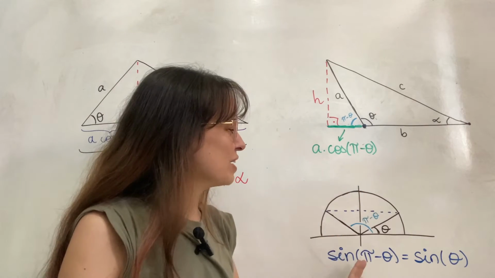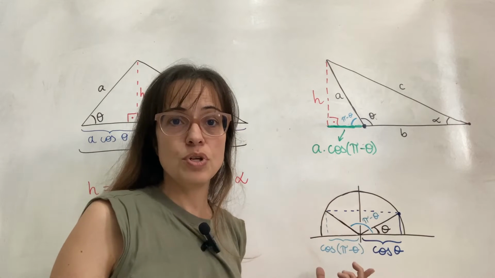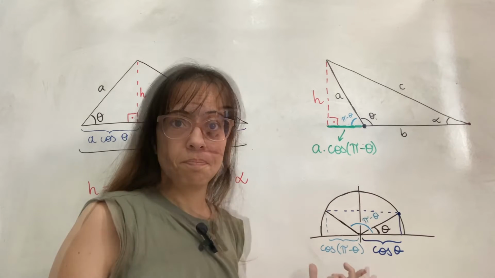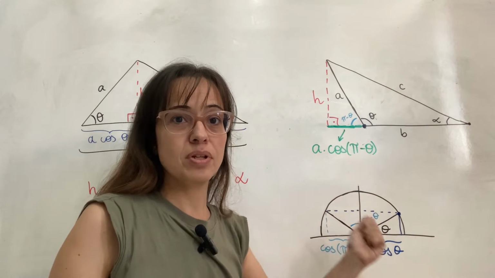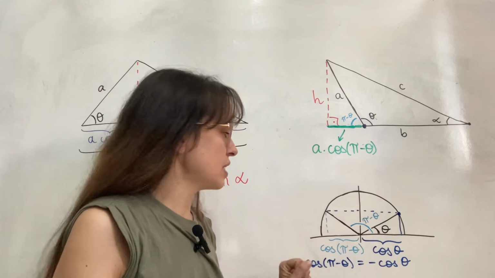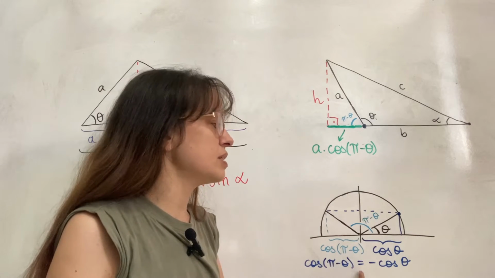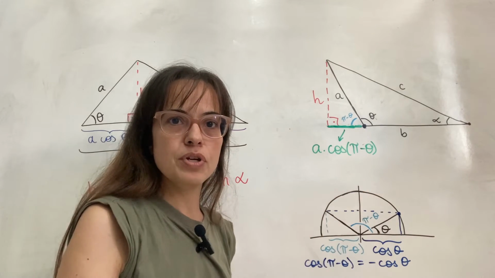But the cosine of pi minus theta is not equal to the cosine of theta. The symmetry of the picture is still here, but in this case, one is on the right side of the coordinate plane and the other is on the left side, making it a negative number. So the correct observation this time is that the cosine of pi minus theta is equal to negative the cosine of theta. And we're going to use that over here.